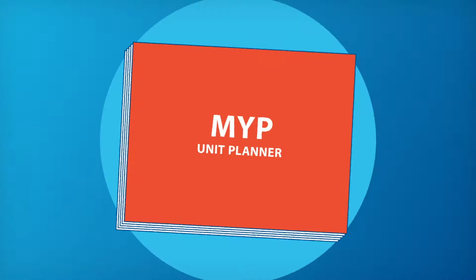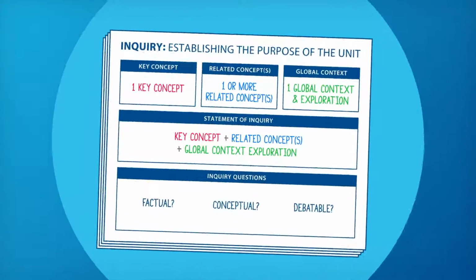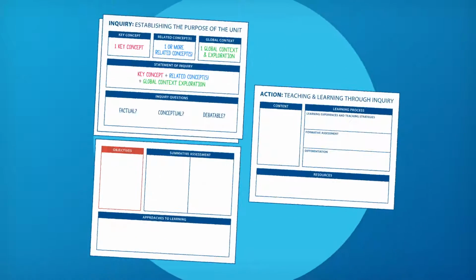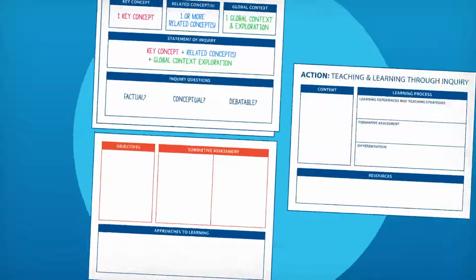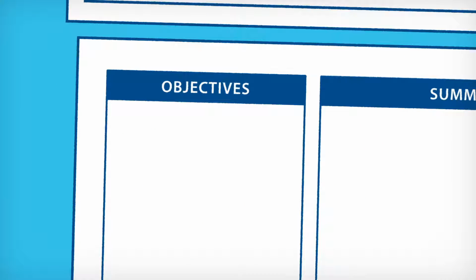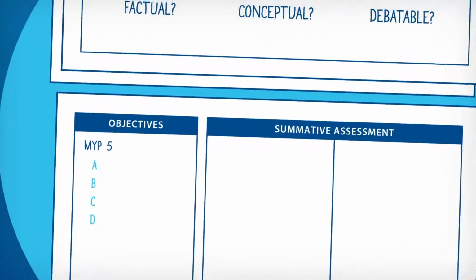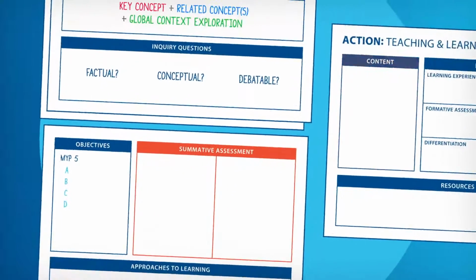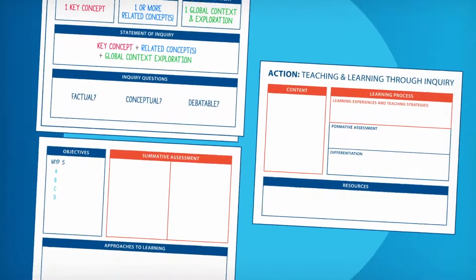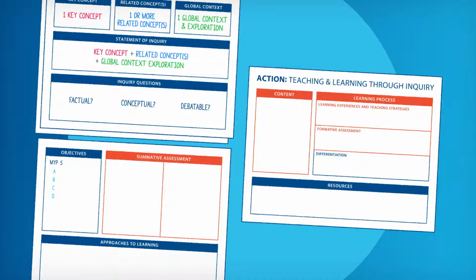Continuing the process of unpacking the MYP Unit Planner, this video describes what to include in the subject group objectives and summative assessment sections. The selection of the subject group objectives is a critical part of the unit planning process. The objectives for each subject group define what students will be able to accomplish as a result of studying the subject. As such, this choice is reflected in the unit's summative assessment, content, learning experiences, and formative assessment tasks.